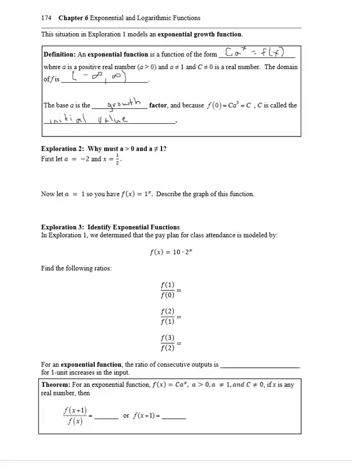Okay, so why does a have to be greater than 0? And why can it not equal 1? Well, what happens if a is a negative 2 and the exponent is 1/2? So that would be a to the x would be negative 2 to the 1/2 power. But remember, 1/2 power is the square root. So what happens if we have the square root of negative 2? It's not a real number. And so we run into problems.